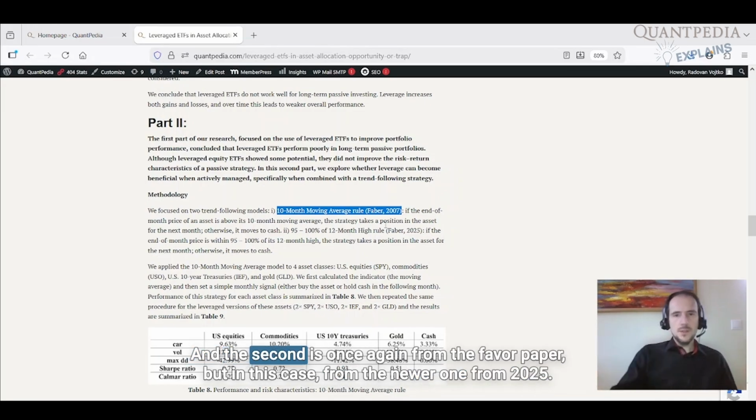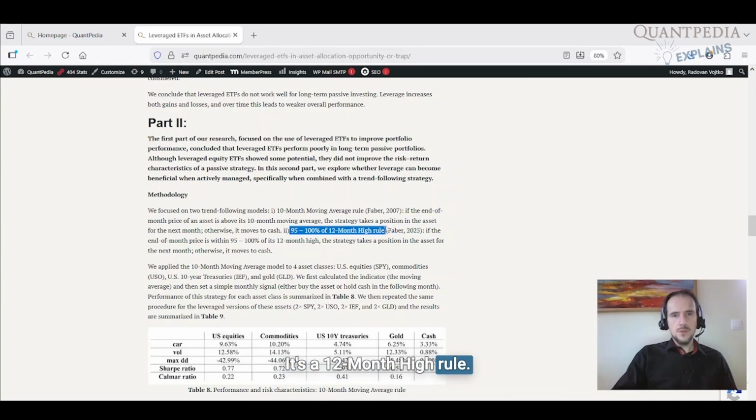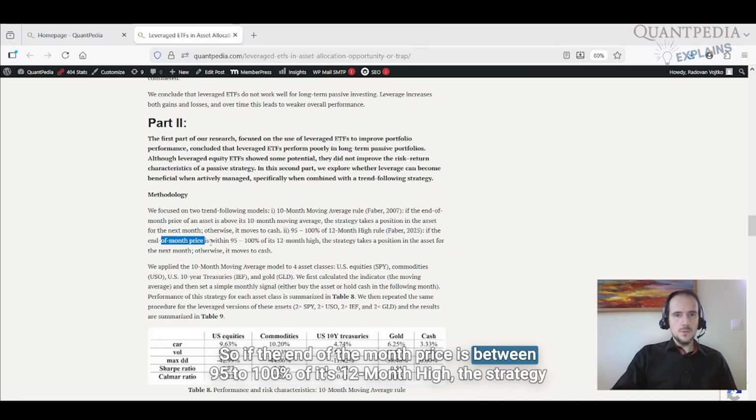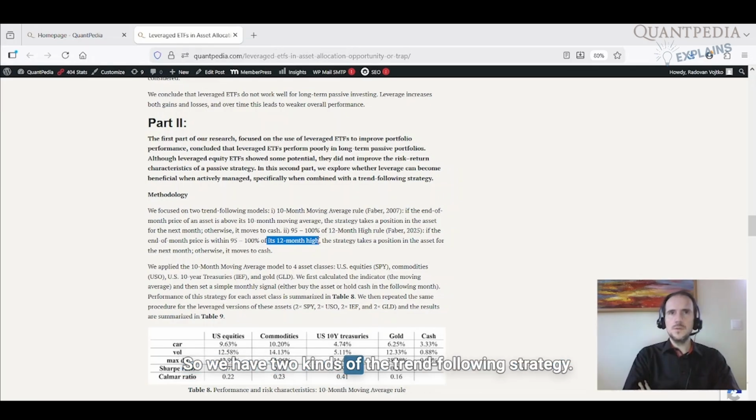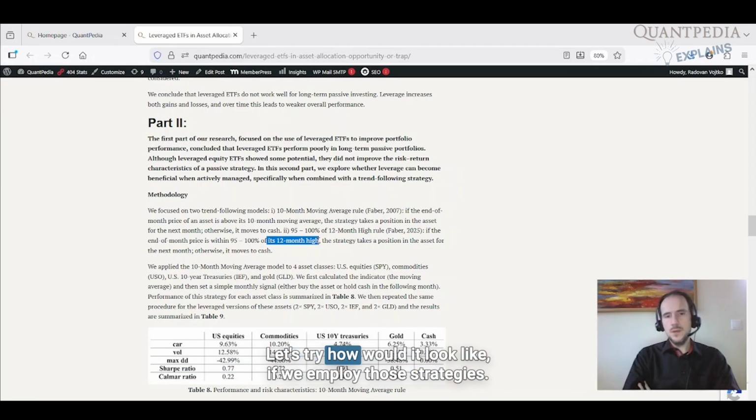So we have a portfolio, we split the portfolio into multiple assets, and then we use the trend following overlay on that. And the second is once again from the Faber paper, but in this case from the newer one from 2025. It's a 12-month high rule. So if the end of the month price is between the 95 to 100 percentile of its 12-month high, the strategy once again takes a position in the asset for the next month. Otherwise, it moves to cash. So we have two kinds of trend following strategy. Let's see how it will look if we employ those strategies.